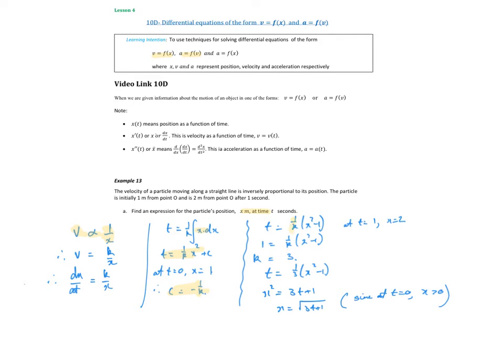Substitute everything back in, and we've got t equals. So then we have to rearrange or transpose to get x equals, don't we? So we end up with x squared is equal to 3t plus 1. So x is equal to, in reality, plus or minus the square root of 3t plus 1. But since from my initial condition at t equal to 0, x was greater than 0, it must be the positive square root. All right, so there's my relationship now for x in terms of t.